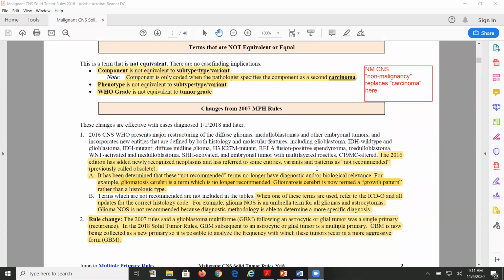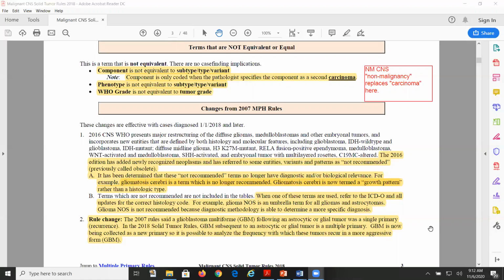Changes from the 2007 rules. Gliomatosis cerebri is a term which is no longer recommended. Gliomatosis cerebri is now termed a growth pattern rather than a histologic type.